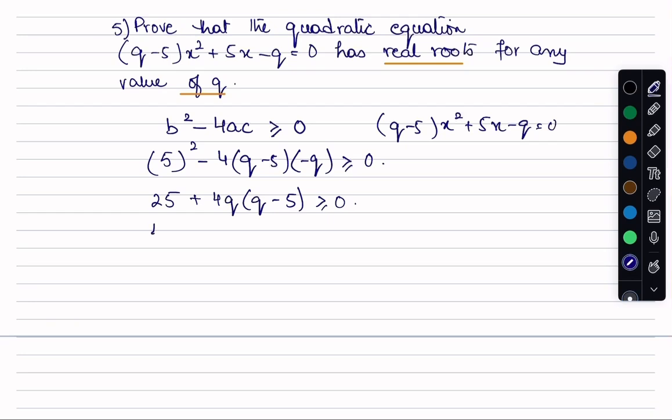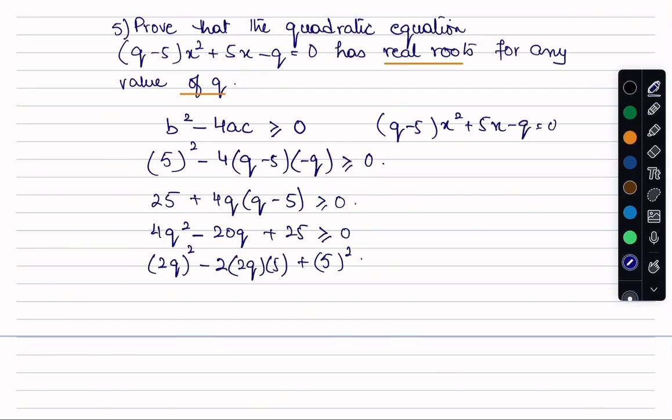Or I can say that this is 4q squared minus 20q plus 25, which is greater or equal to 0. I have only arranged the equation in proper quadratic form. Now from here, what I have observed is that the first term is a perfect square. The third term is also a perfect square. So in between, I can say that I'm basically having 2ab, which is 2 times 2q times 5.